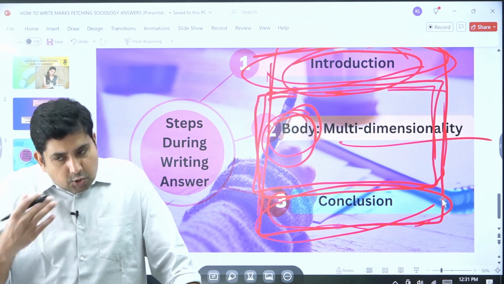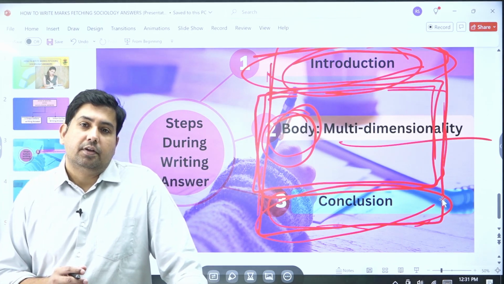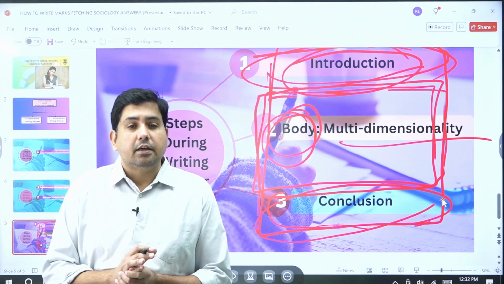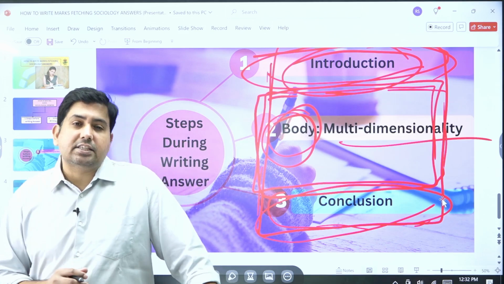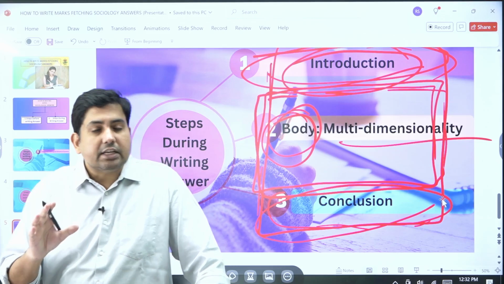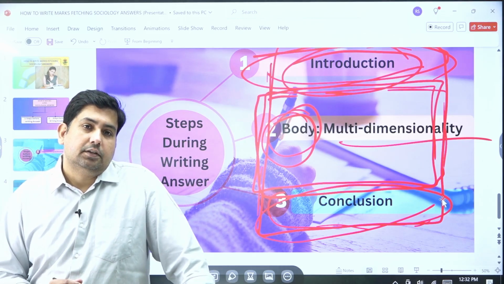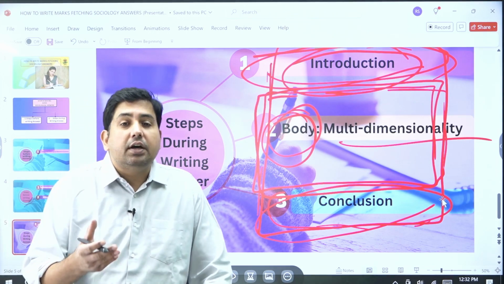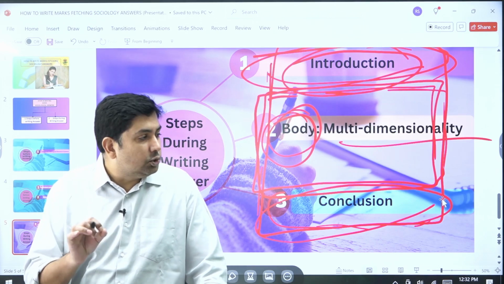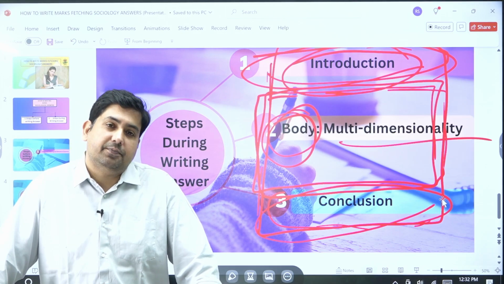Now, how will you do that? Through examples. You will cite examples. From where will you take examples? Say, from the internet, from various websites, magazines, newspapers, the things which you read daily for your general studies. That would actually be the source of your current data, current examples.